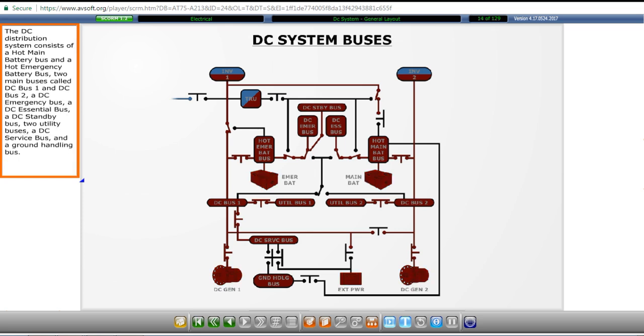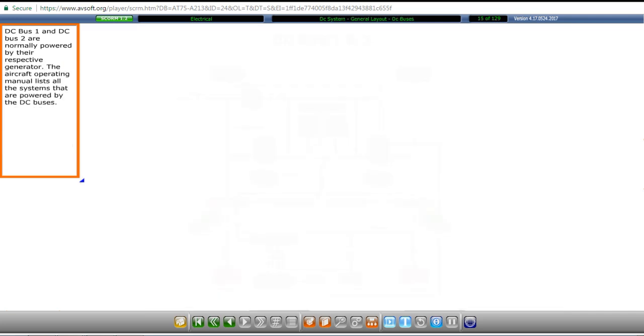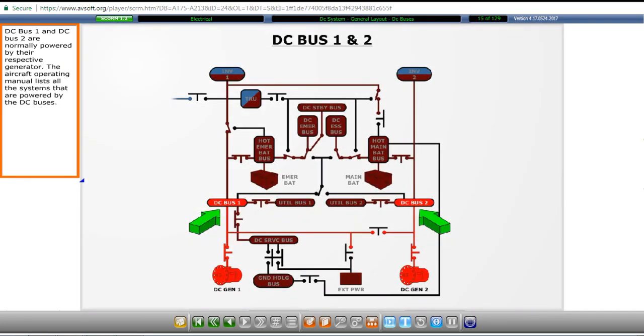The DC distribution system consists of a hot main battery bus and a hot emergency battery bus, two main buses called DC Bus 1 and DC Bus 2, a DC emergency bus, a DC essential bus, a DC standby bus, two utility buses, a DC service bus, and a ground handling bus. DC Bus 1 and DC Bus 2 are normally powered by their respective generator. The aircraft operating manual lists all the systems that are powered by the DC buses.